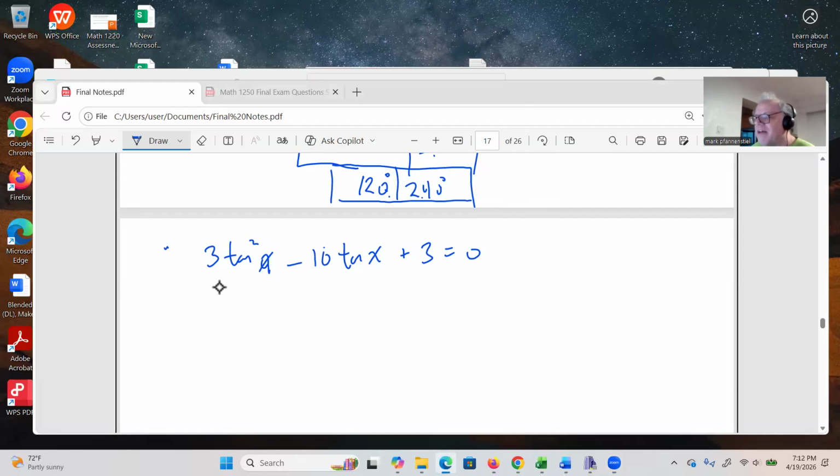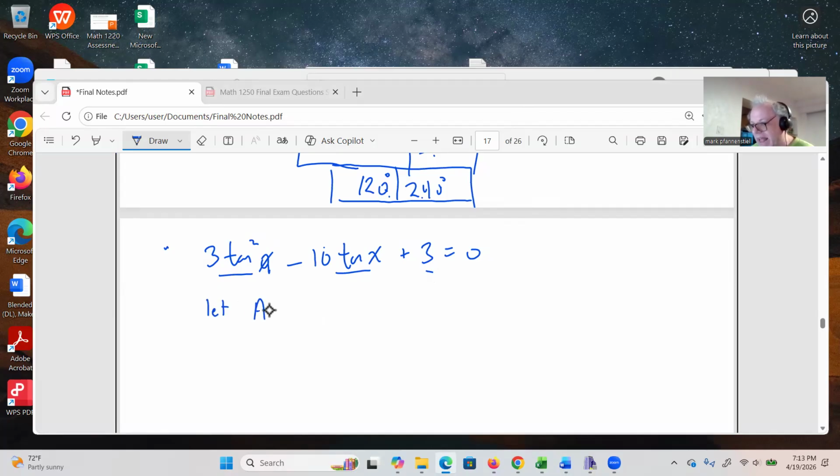So here we have a trigonometric equation in tangents. Notice the only thing here is a tangent, so we don't have to worry about doing any kind of secant to tangent conversions. It's all in tangents. That's the first thing you want to check. The next thing is, well, can we factor this? Because it looks like some kind of quadratic here. You might want to make a substitution.